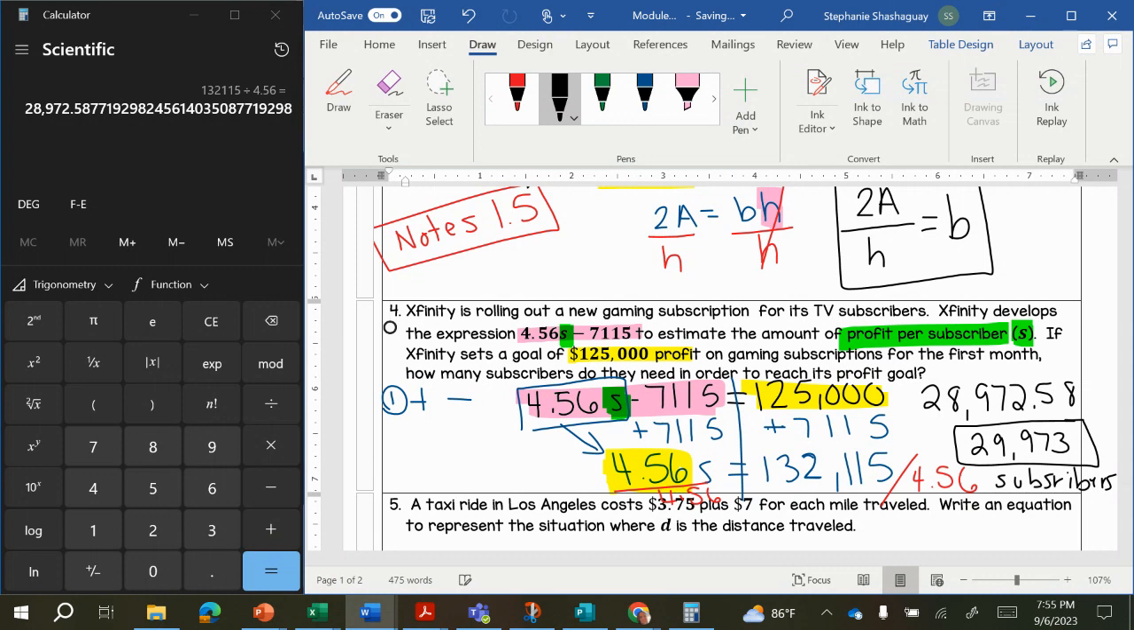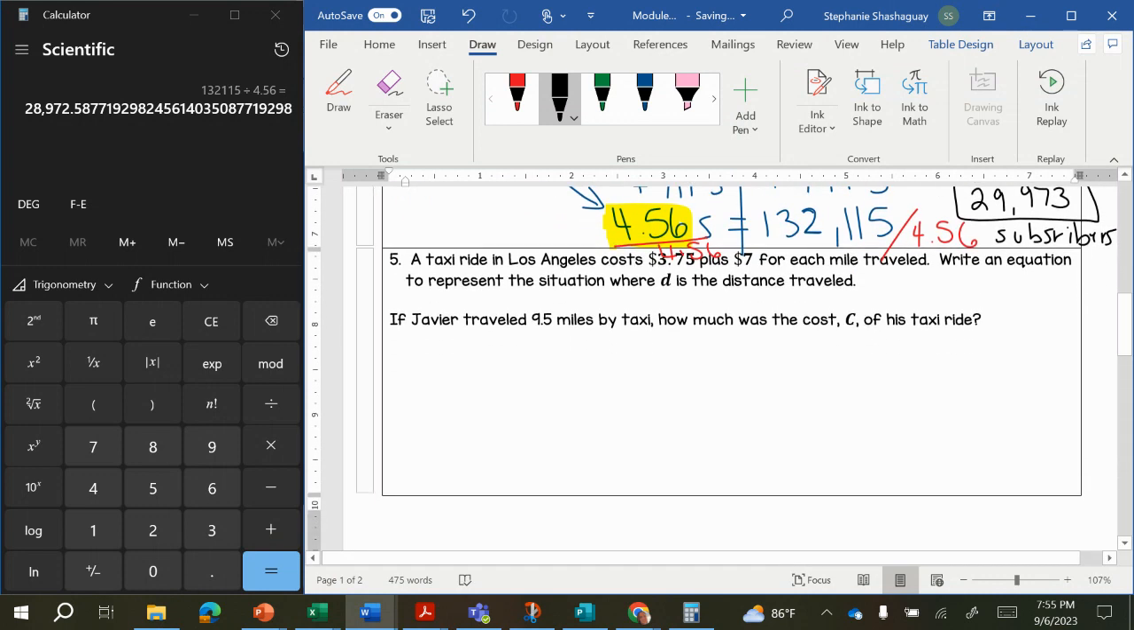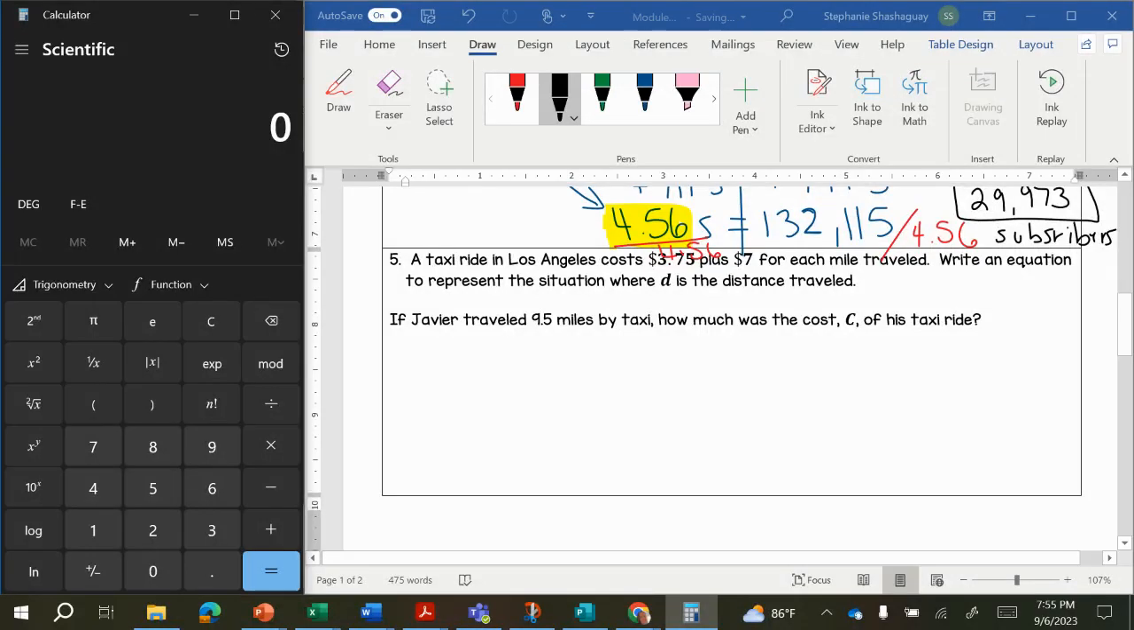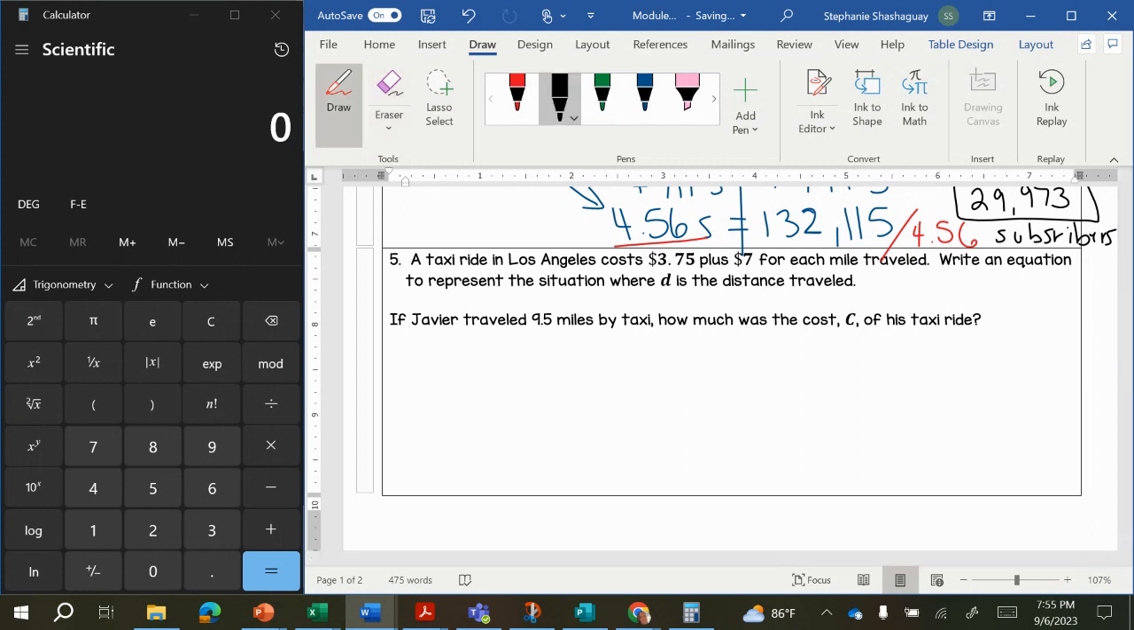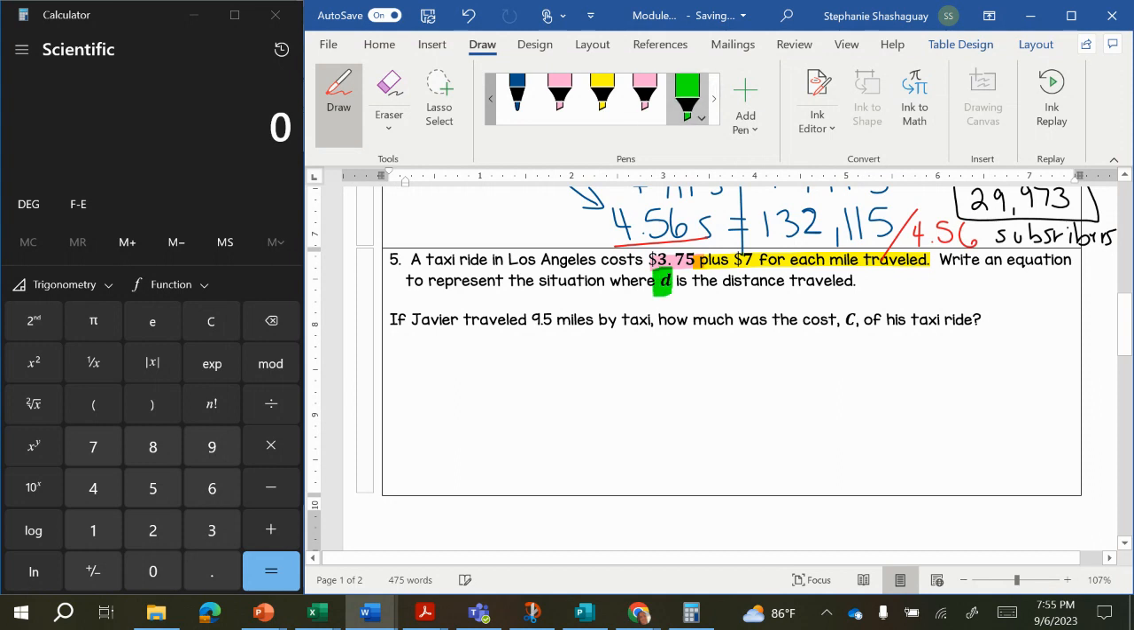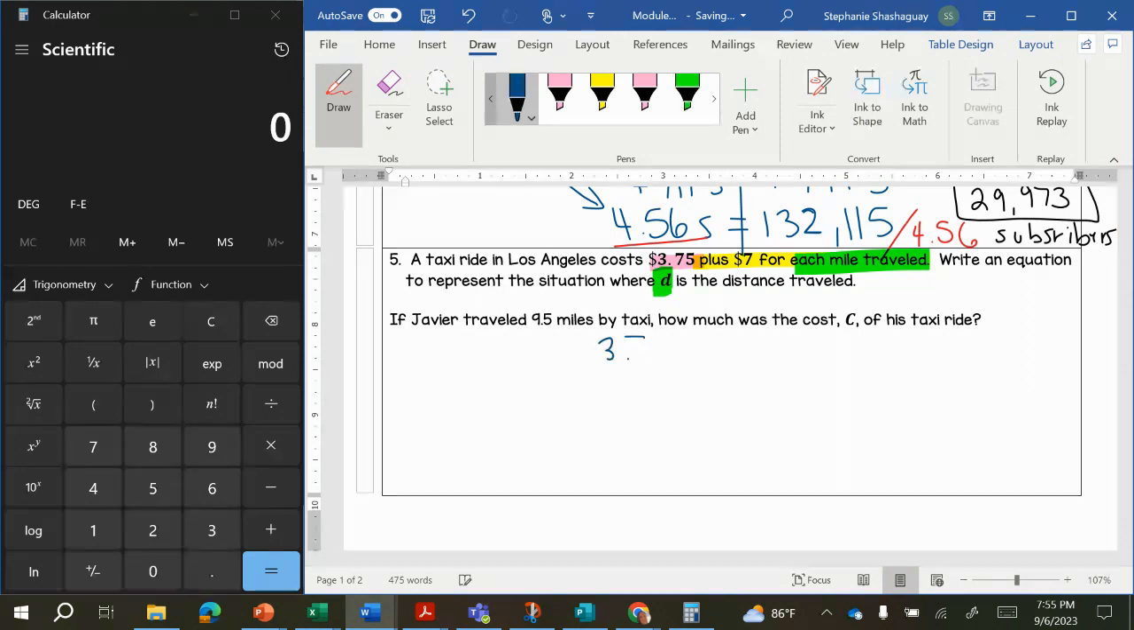All right, we're going to do one more question in this video, and that's the taxi question. So a taxi ride in Los Angeles costs $3.75 plus $7 for each mile traveled. Write an equation to represent the situation where D is the distance traveled. So that's our mile traveled. Okay. So we're going to have 3.75 plus 7D. The D came from, that's the variable they told us to use.